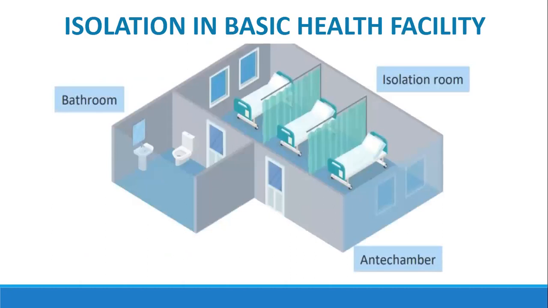Then isolation in a basic health facility. It consists of an isolation room, an antechamber and a washroom dedicated to that room. Patients should be separated from one another with the help of screens. The antechamber should be used for donning and doffing of the PPE by the healthcare workers.